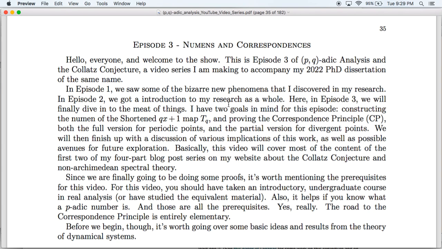I have 2 goals in mind for this episode. Constructing the numen of the shortened qx+1 map, T_q, and proving the correspondence principle, the CP, both the full version for periodic points and the partial version for divergent points. We'll then finish up with a discussion of various implications of this work, as well as possible avenues for future exploration. Basically, this video will cover most of the content of the first 2 posts of my 4-part series of blog posts on my website.